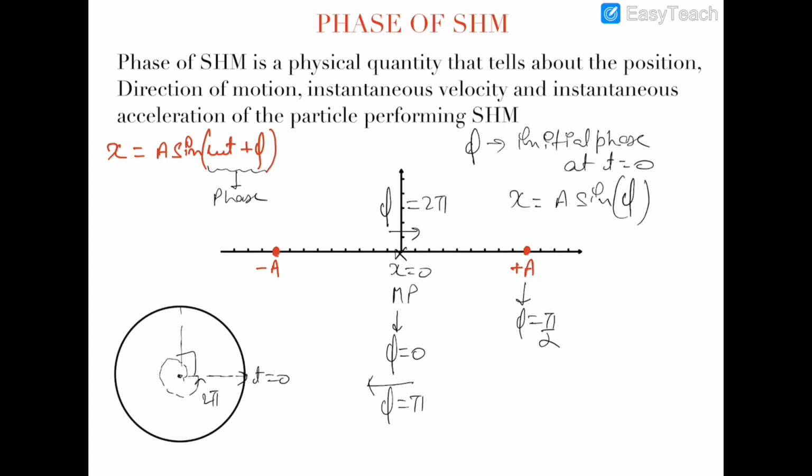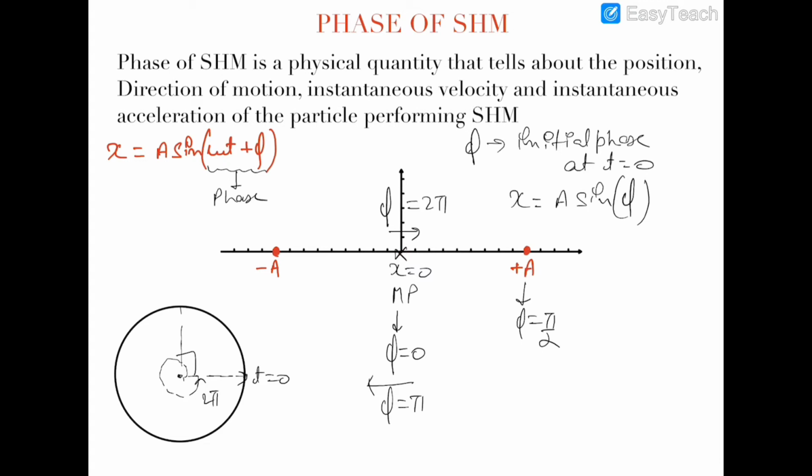Now, I am repeating it all: the initial phase of this position was 0, then it moves to this position, and the phase changes by pi by 2. So the phase of this position is pi by 2. Then it again comes back to the origin, and again the phase changes by pi by 2.